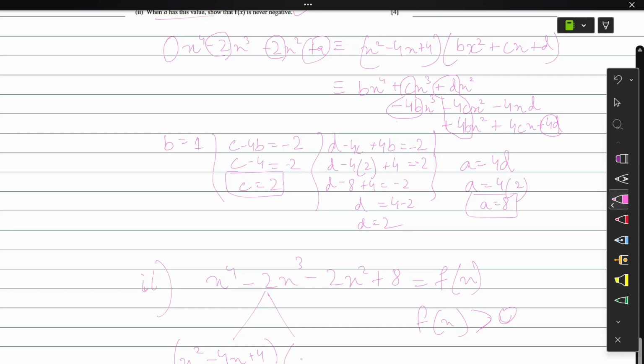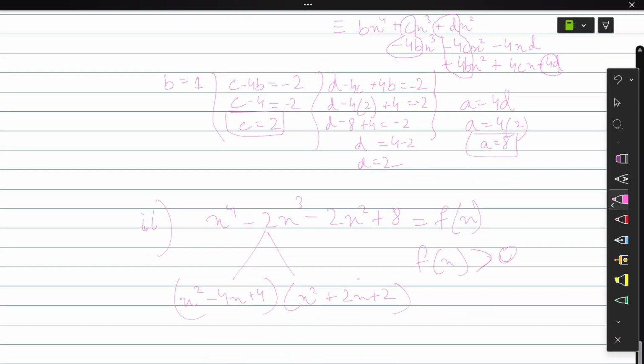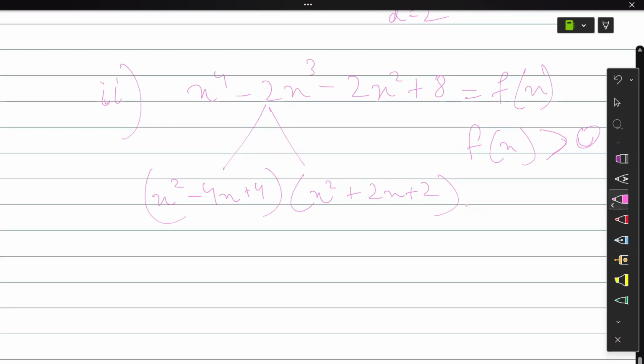bx square. b क्या है? 1. So x square. cx. c क्या है? 2. So plus 2x. और d क्या है? plus 2. ये आ गए आपके दोनों quadratic. ठीक है. अब क्या करते हैं? They must be greater than 0, right?